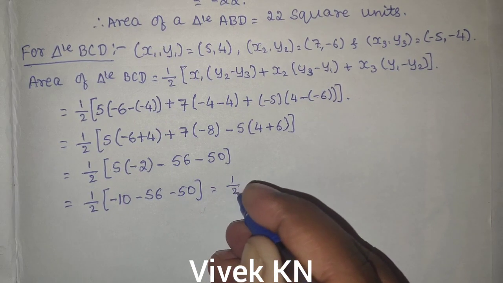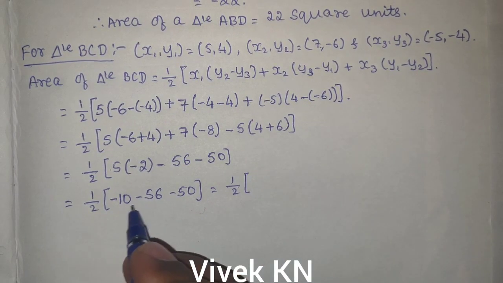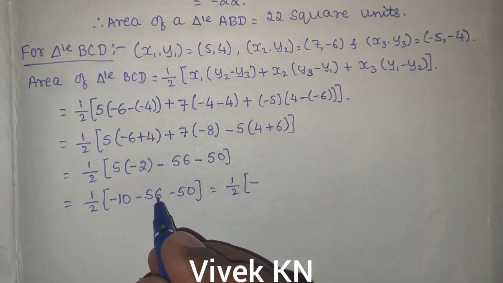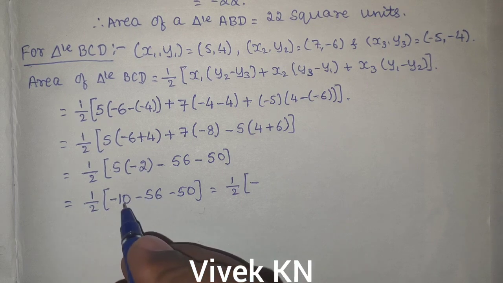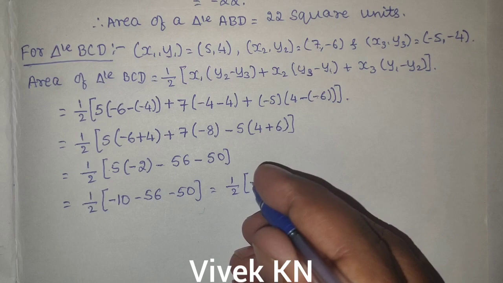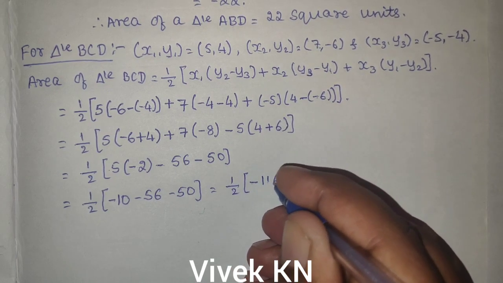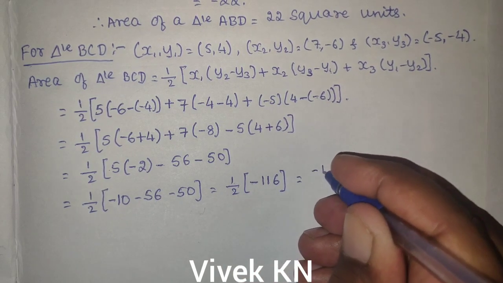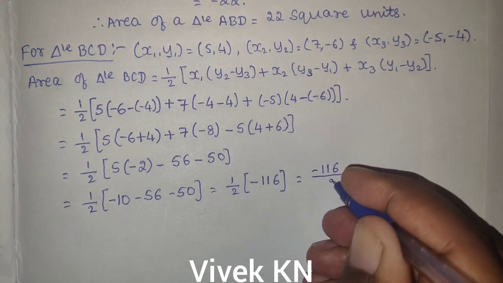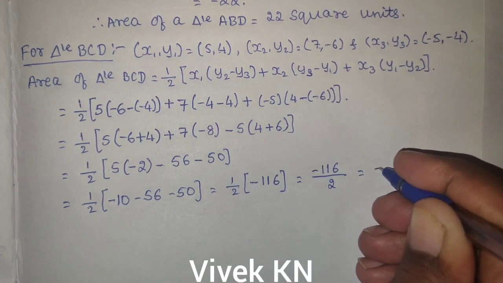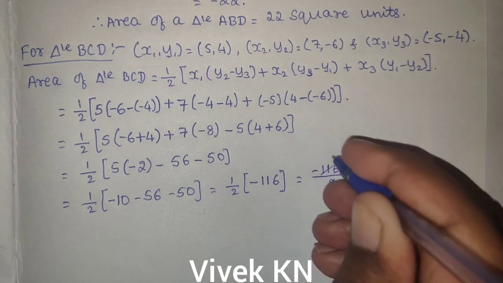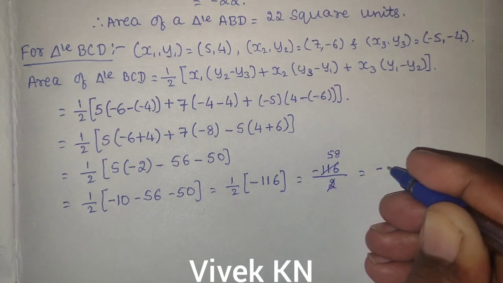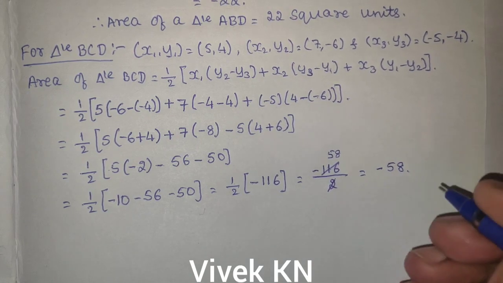which is equal to 1 by 2 into adding 10, 56 and 50 we get minus 50 plus 56 is 106, 106 plus 10 is 116, that is minus 116, which is equal to 1 into minus 116 divided by 2. Dividing 116 by 2 gives 2 1s are 2, 2 5s are 10, 11 minus 10 is 1, 16, 2 8s are 16, that is minus 58.